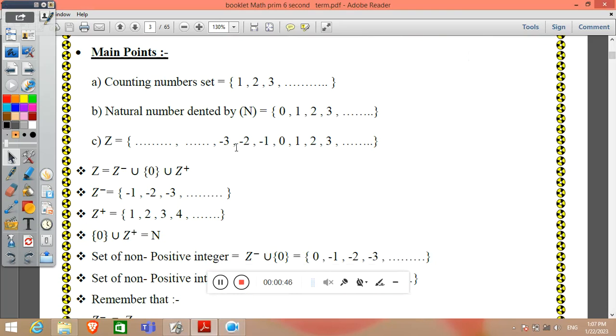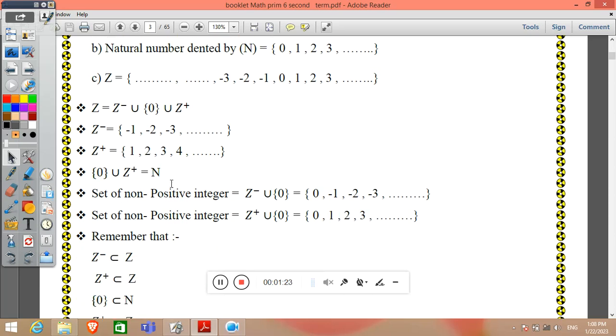Today's set is called the set of integers, and we use the Z to represent it. The set of integers is composed of the negative numbers like -1, -2, -3 and so on, the 0, and the positive numbers 1, 2, 3 and so on. So Z is Z negative union 0 union Z positive. Z negative is the negative numbers, -1, -2, -3 and so on. Z positive is the positive numbers like 1, 2, 3, 4 and so on.